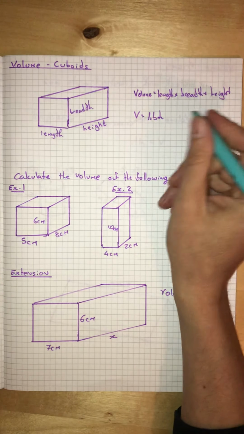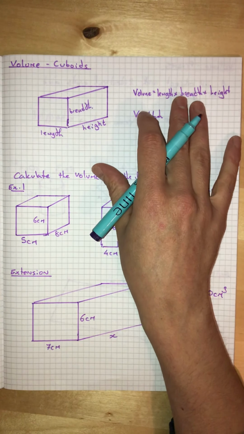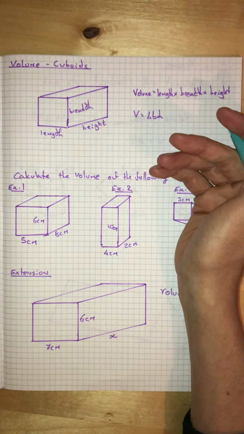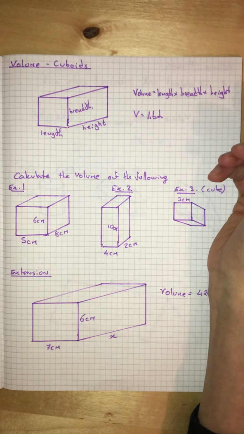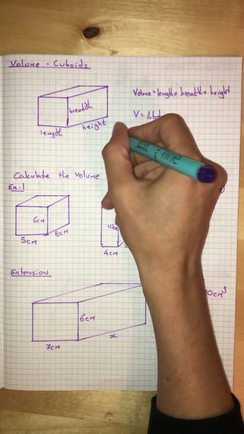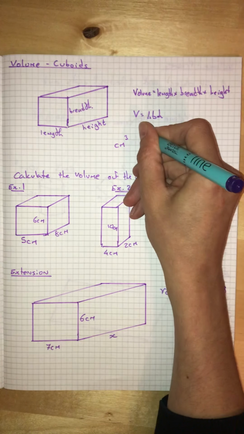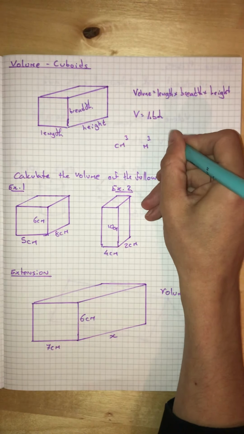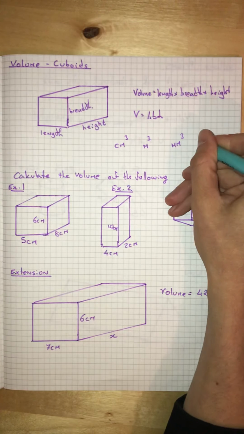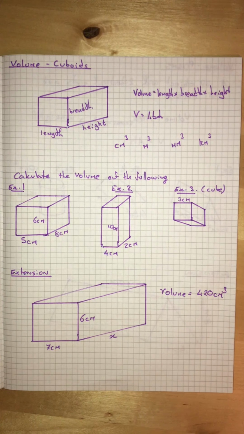Volume equals length times breadth times height. And in the past, we were doing length, so centimeters, meters, millimeters, they're all the units of length. So the units of area are centimeters squared, millimeters squared, meters squared. The units of volume are going to be things like centimeters cubed, meters cubed, millimeters cubed, kilometers cubed. So you need to make sure that those units are correct. Okay, so let's do them.